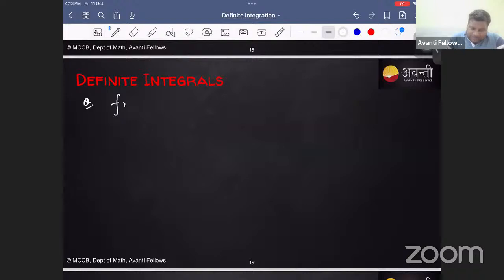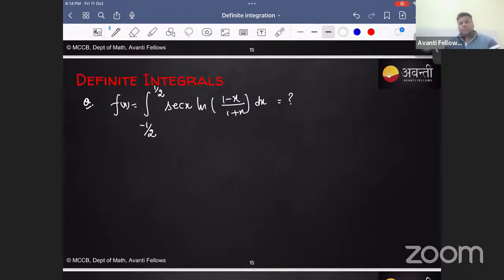Now, like a question, if I ask you, given fx is integration minus 1 by 2 to 1 by 2 secant x ln of 1 minus x upon 1 plus x dx. What is it? Give it a thought.